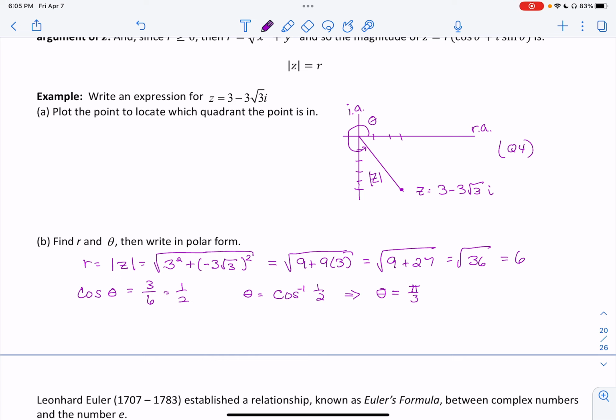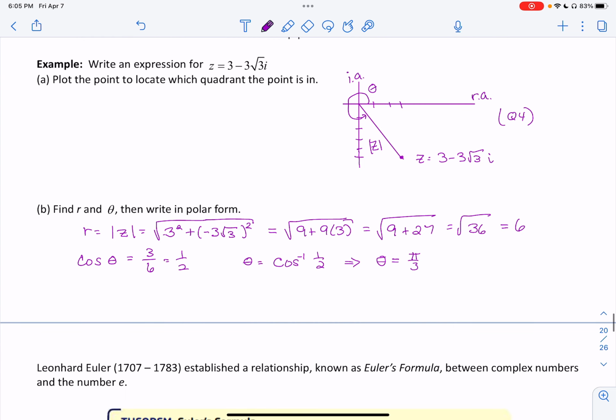So I really want to go all the way around into Q4. So what I'm going to do is take theta equal to 2 pi minus pi over 3, because I know that this angle right here is pi over 3. Actually, it's negative pi over 3. And so what will come out of it here is 5 pi over 3 if I look at my theta from 0 to 2 pi. Right? Not too bad, right?